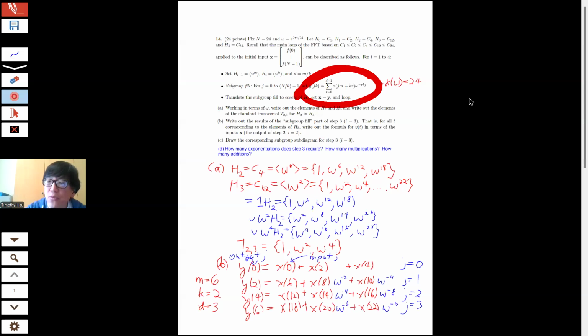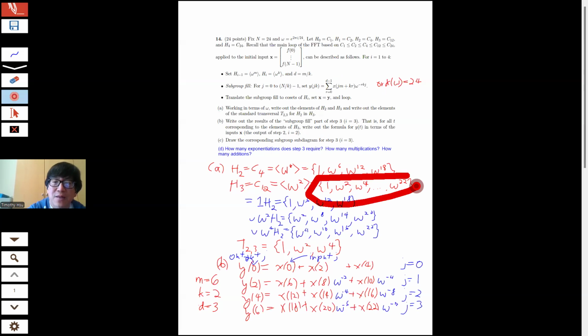And another question: we don't have to fill in the Y1, Y3 elements. No, the subgroup fill part corresponds only to the elements in H3, so that is correct. For subgroup fill, you're only filling out the parts that correspond to the subgroup H3, and so that's 0, 2, 4 up through 22. So good so far?